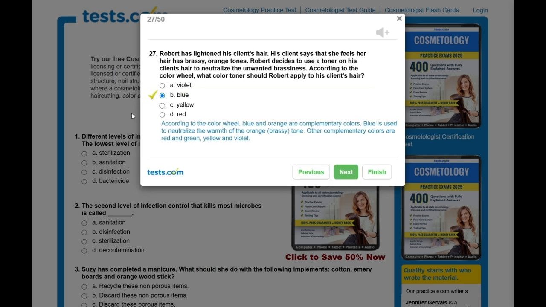B. Blue. According to the color wheel, blue and orange are complementary colors. Blue is used to neutralize the warmth of the orange, brassy tone. Other complementary colors are red and green, yellow and violet.